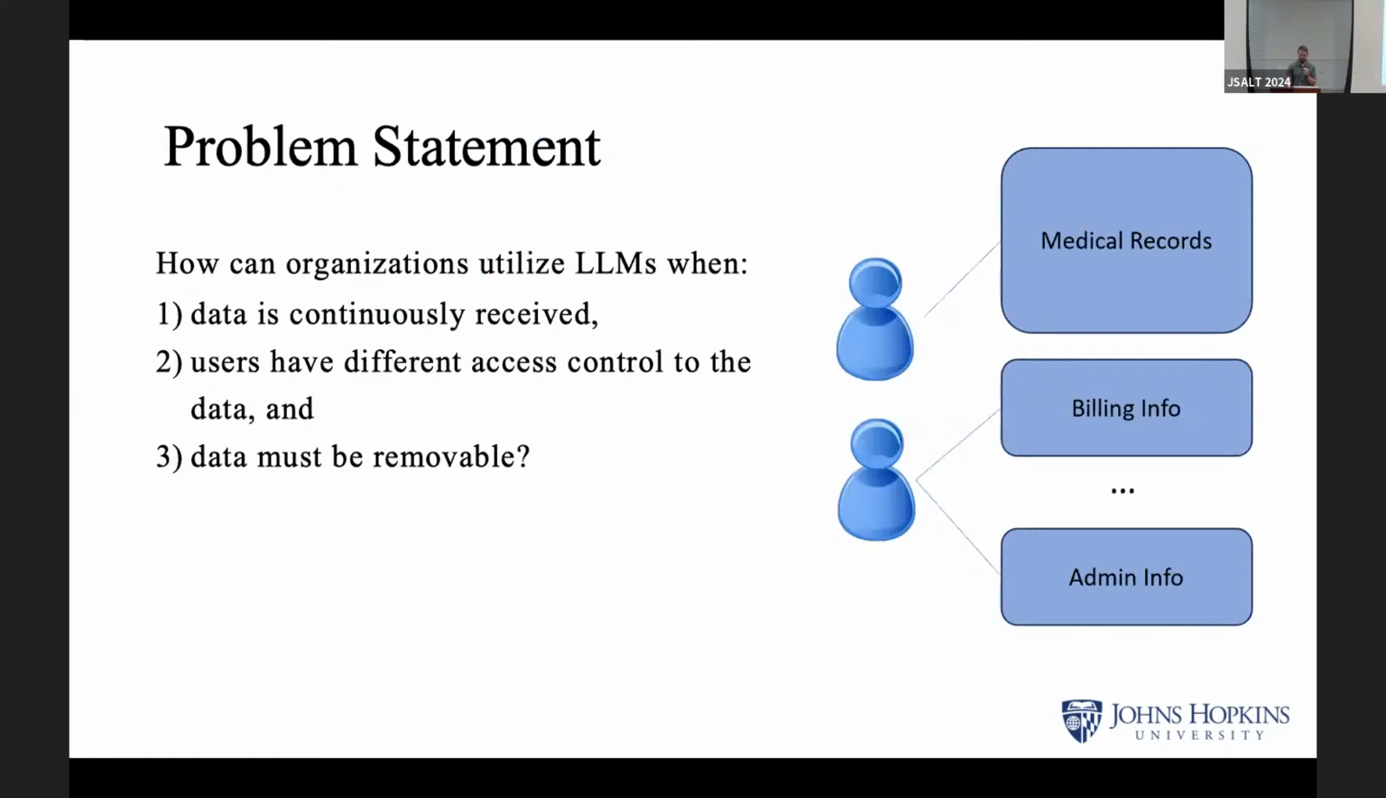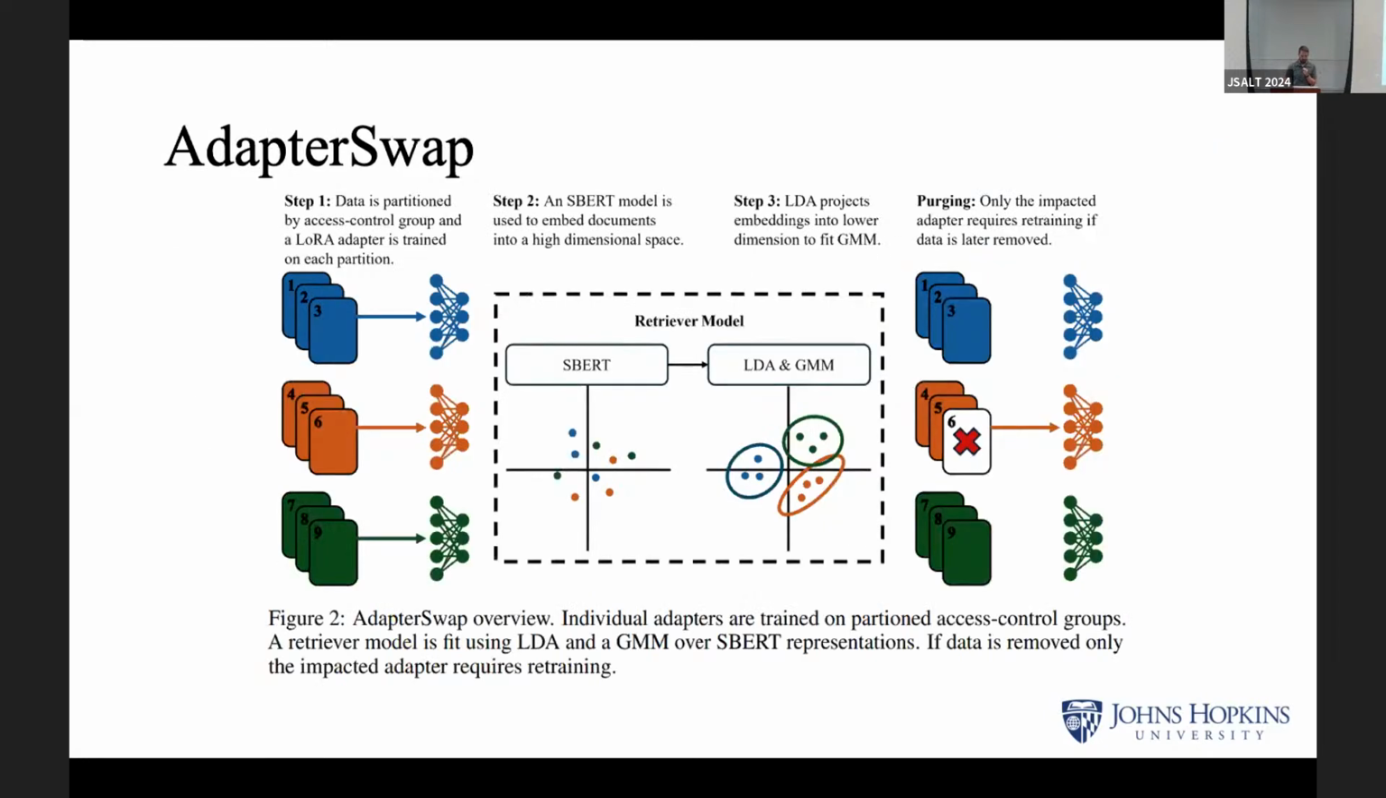So that's our problem statement. So we want to be able to continuously receive new data, but not forget old stuff. We want to conform to access controls, and we want to be able to efficiently remove data if asked at some point, which beyond the lawsuit case is also just a normal business case like GDPR in the EU. If a user doesn't want a tech company to have their data anymore, they have to delete everything. So this is what we came up with.